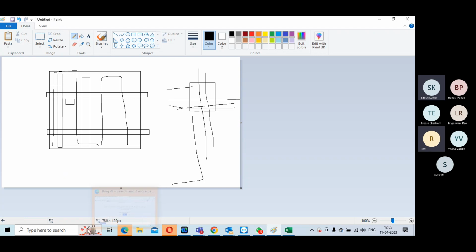Sir, what is the difference between power gating and power switch? Both are same. Both are same, sir. Okay.